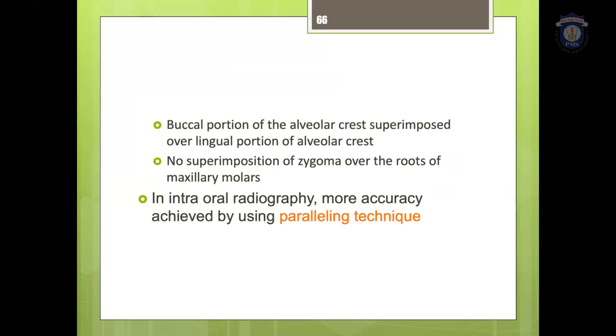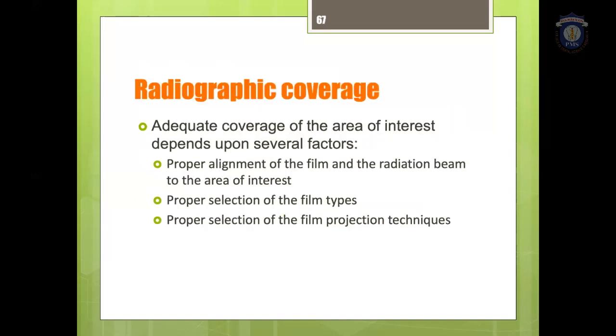The buccal portion of the alveolar crest should be superimposed over the lingual portion of the crest, and there should not be any superimposition of zygoma over the roots of maxillary molars. In intraoral radiography, more accuracy is achieved by using the paralleling technique compared to the commonly used bisecting angle technique.